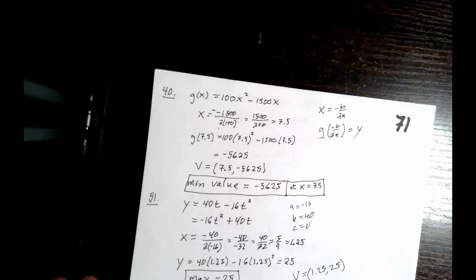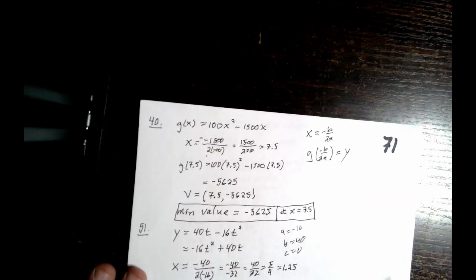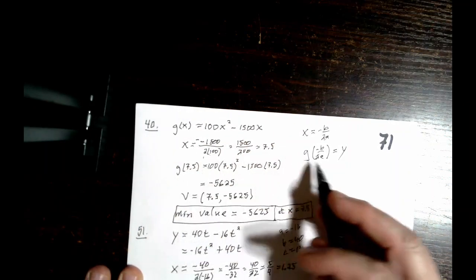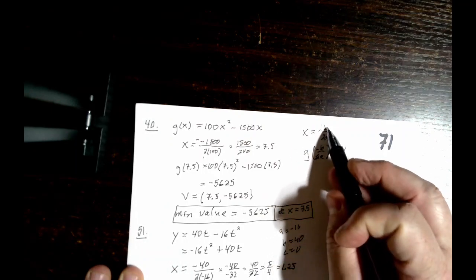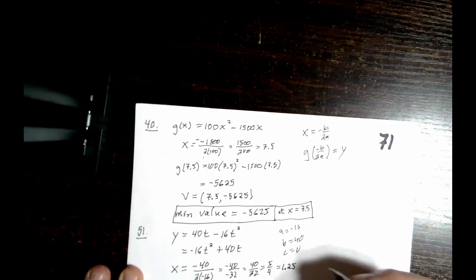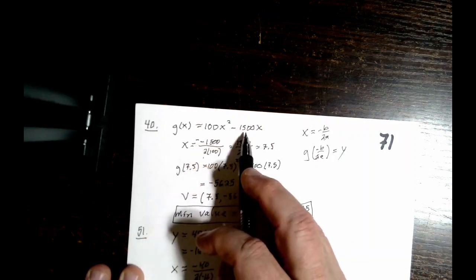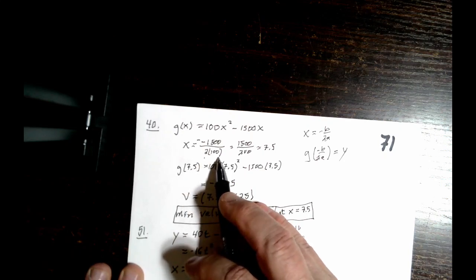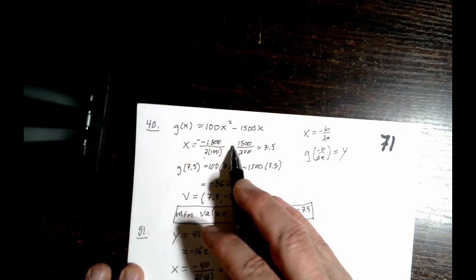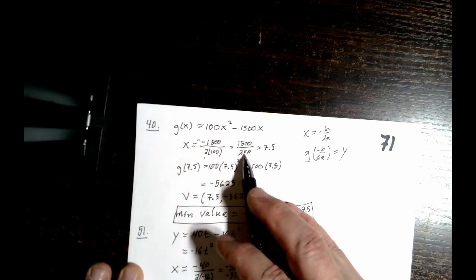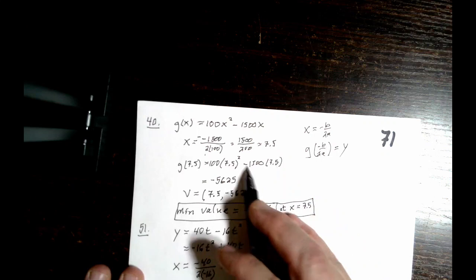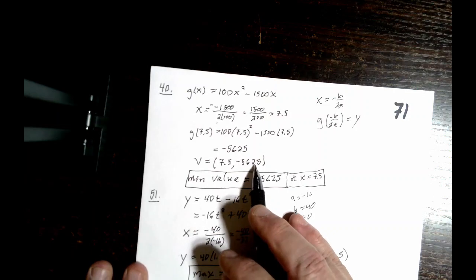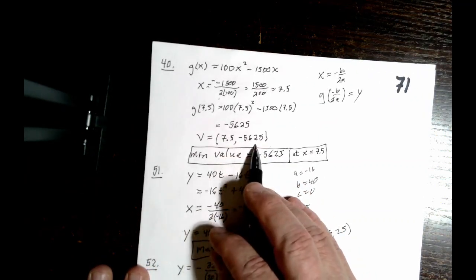Okay. Now the rest of these are finding the vertex in the more general sense. You write down your a, b, and c, and all you have to do is figure out what x is. X equals negative b over 2a. That's the x coordinate of your vertex. So b is minus 1500, so negative minus 1500 over 2 times 100. A is 100, b is negative 1500, and so negative negative is positive, that's 1500 over 200, and that gives you 7.5. So now you plug it back into the function, and you get minus 5625. So there's your vertex, 7.5, negative 5625.